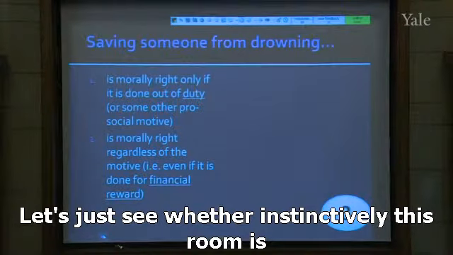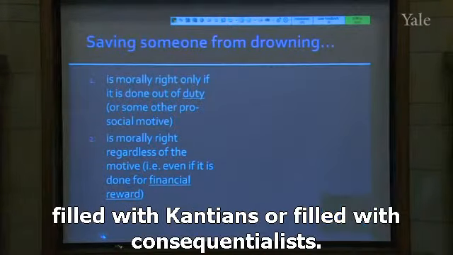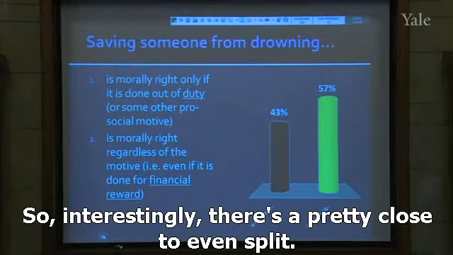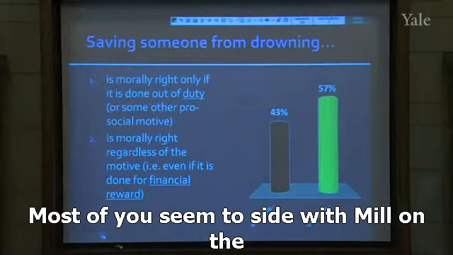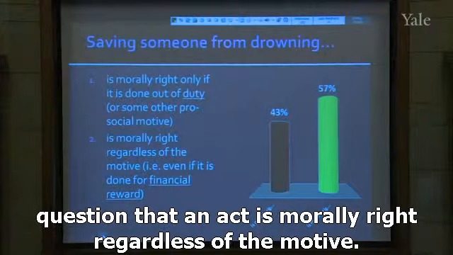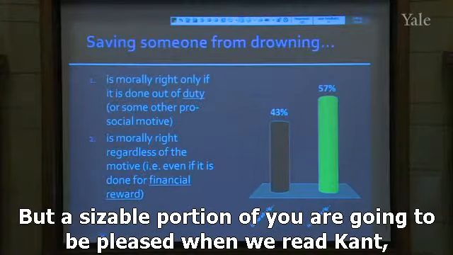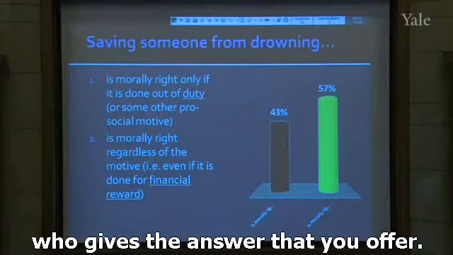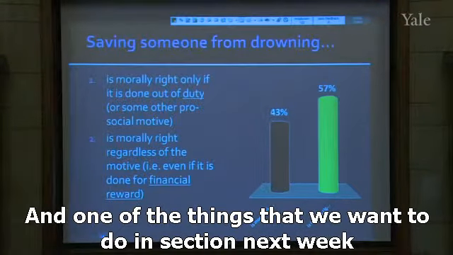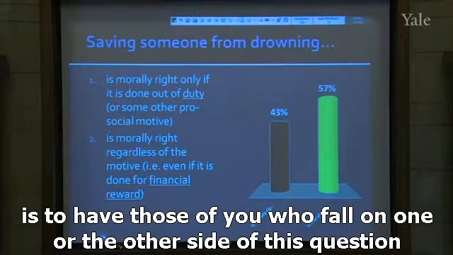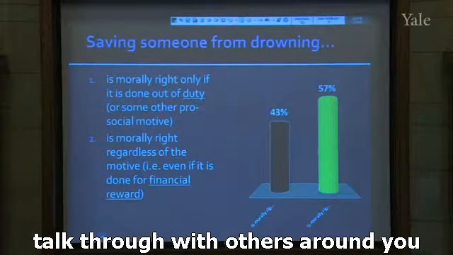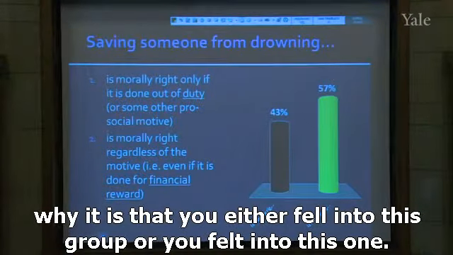Let's just see whether instinctively this room is filled with Kantians or filled with consequentialists. So interestingly, there's a pretty close to even split. Most of you seem to side with Mill on the question that an act is morally right regardless of the motive. But a sizable portion of you are going to be pleased when we read Kant, who gives the answer that you offer. And one of the things that we want to do in section next week is to have those of you who fall on one or the other side of this question talk through with others around you why it is that you fell into this group or you fell into this one.